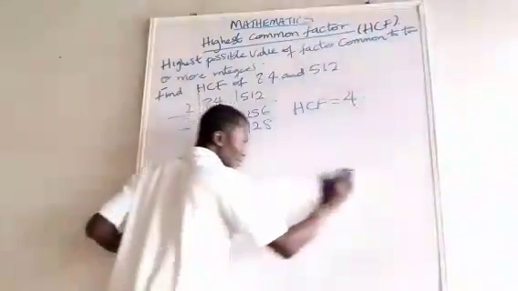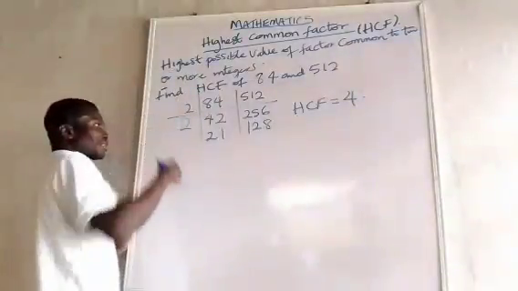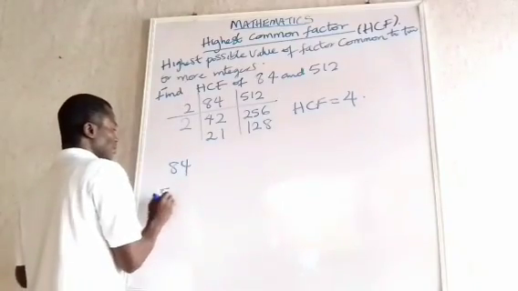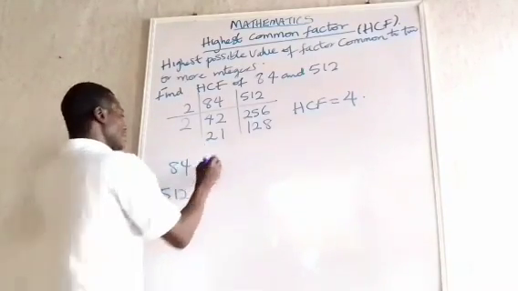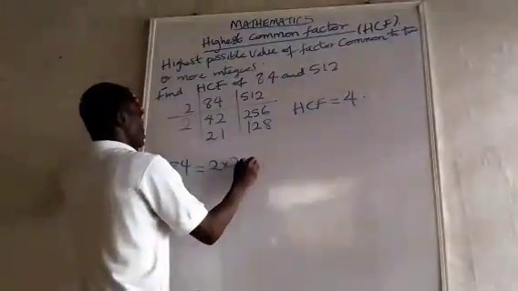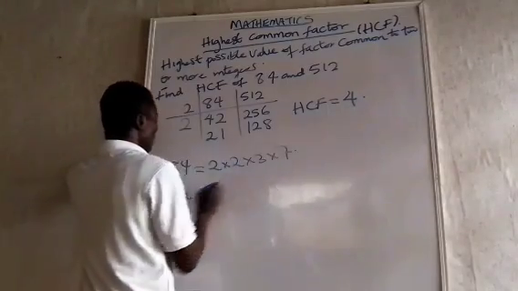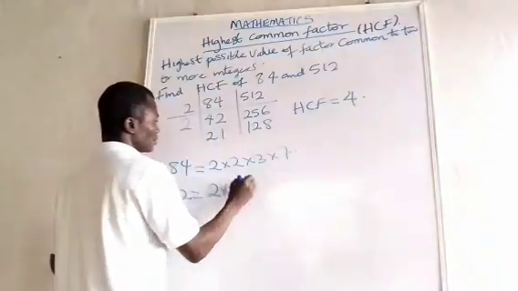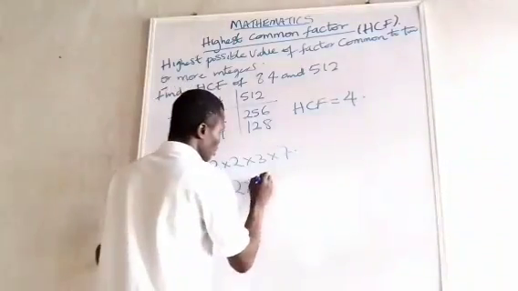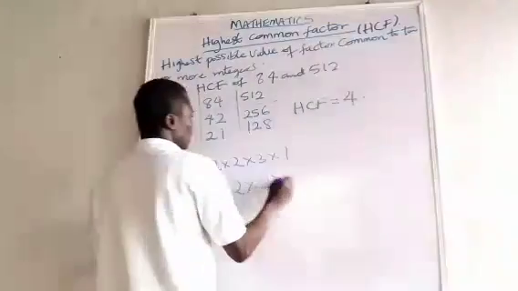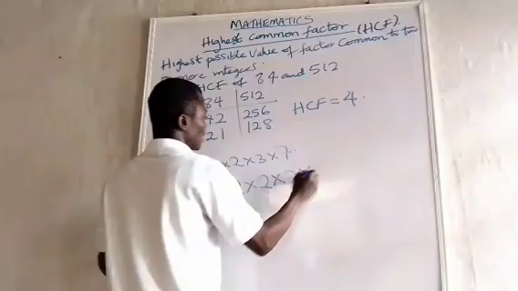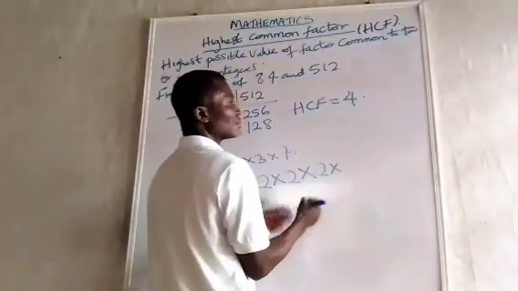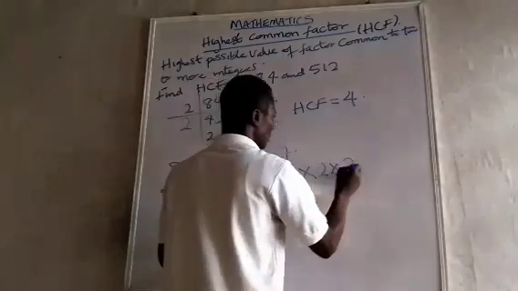You can break them down into factors, like the initial explanation I made. Like this one now, 84 and 512. You know that 84 will be 2 times 2 times 3 times 7. 512 will be equal to 2 times 2 times 2 times 2 times 2, and so on. Let me see.